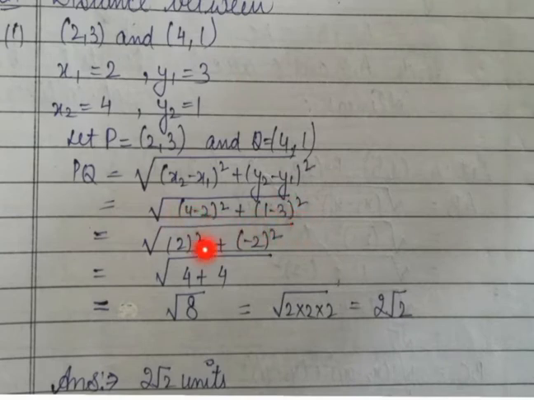4 minus 2 is 2, whole square. 1 minus 3 is minus 2, whole square, since the sign of the greater number applies. Now 2 square is 4. Minus 2 square is also 4. 4 plus 4 is 8. We can write 8 as 2 multiplied by 2 multiplied by 2. Under the root it can be written as 2 root 2. So the distance between points P and Q is 2 root 2 units. It is not given whether it is in centimeters or meters or kilometers, so we will write 2 root 2 units.